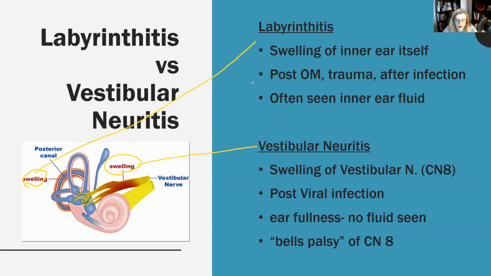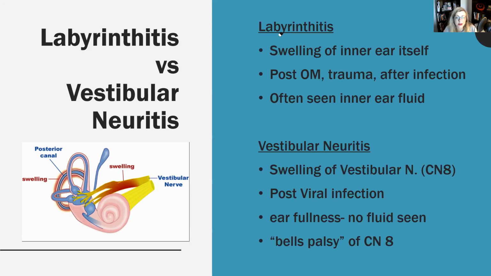And almost all of the time, this is caused by some kind of virus. So usually the person is getting better. So they've just finished their antibiotics, if they got any antibiotics at all, or their ear doesn't hurt them anymore. And then all of a sudden, bam, they get this dizziness and vertigo. Now, sometimes people like to differentiate that you can see fluid behind the tympanic membrane with labyrinthitis and not vestibular neuritis, which would make sense. But at the same time, this is not often seen or looked for. And so we don't know how accurate that is. So I wouldn't rely on that for your diagnosis.